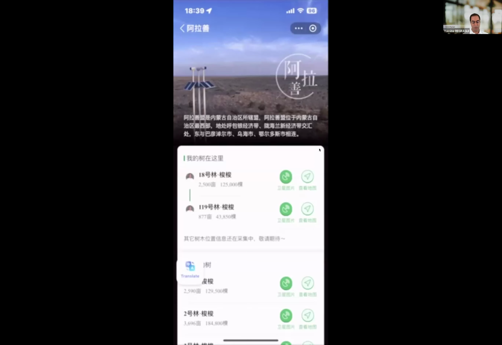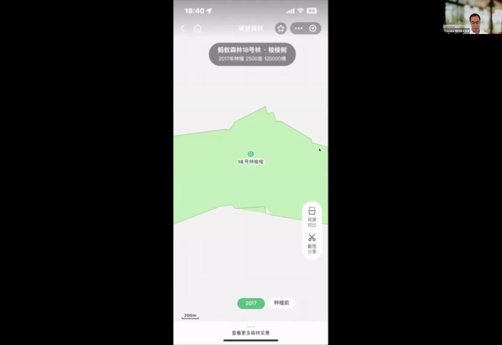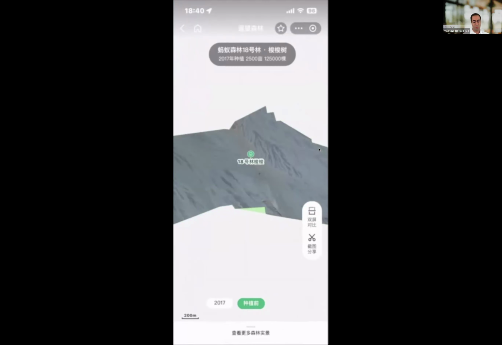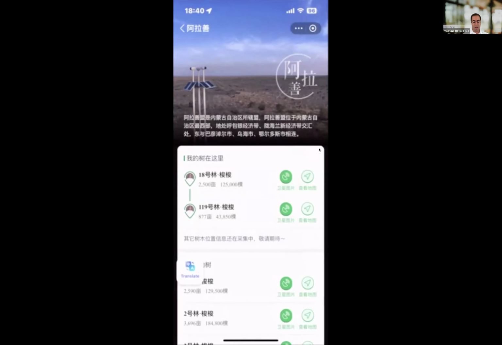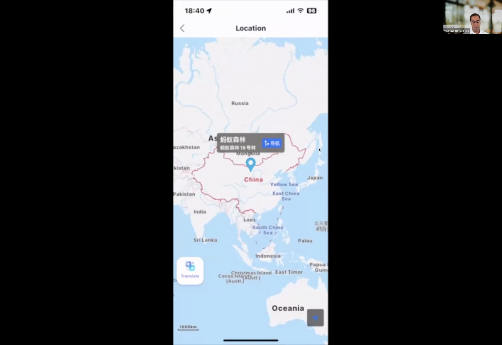and I can even see them in real life, how it looks from a GPS perspective. Here you can see, for example, how it looks like in 2017 and how it looks like today. 2017 is because it was the year when I planted it. And here you can see exactly where it is located in China.